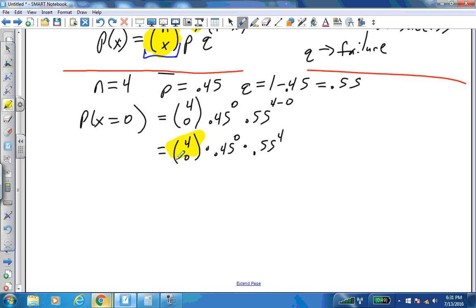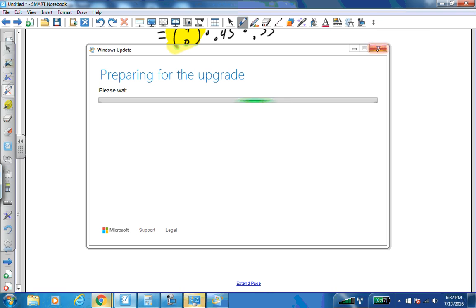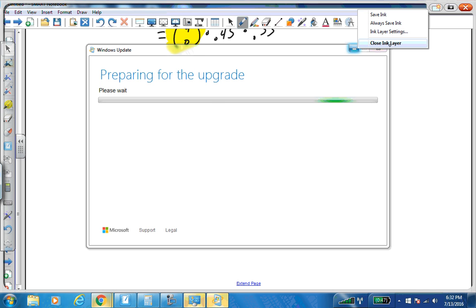So to calculate this piece out front, we take the top number factorial divided by the bottom number factorial times the difference in those numbers, factorial. And then anything to the 0 power is 1. And then we still have our 0.55 to the 4.